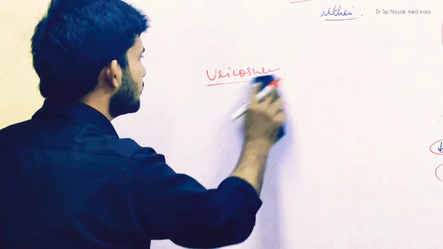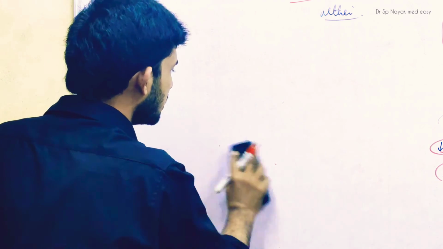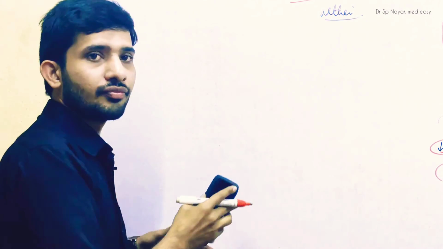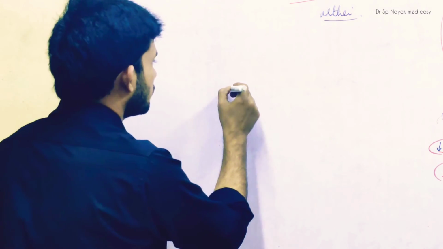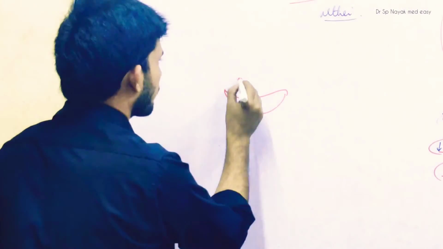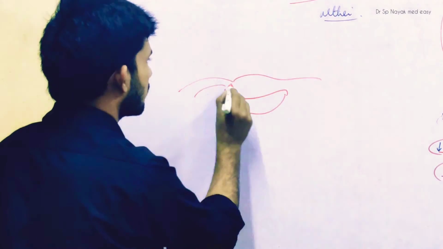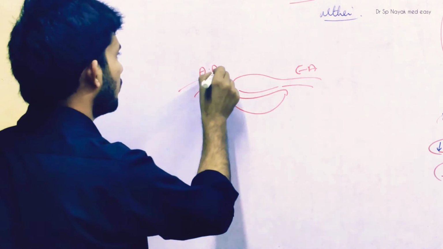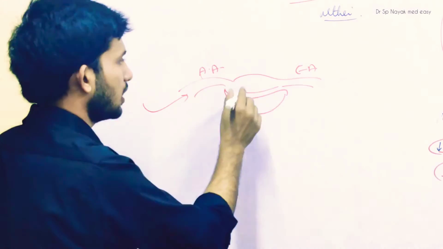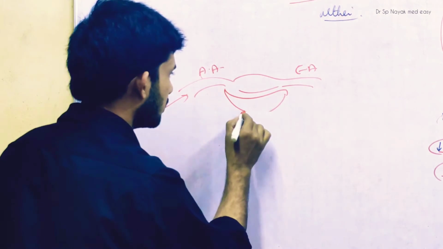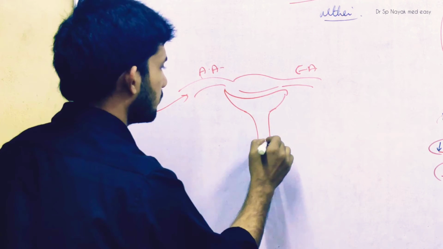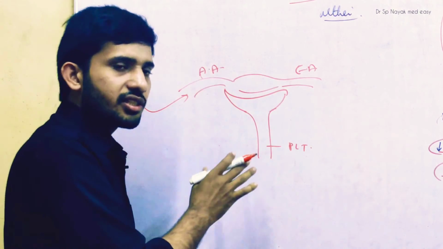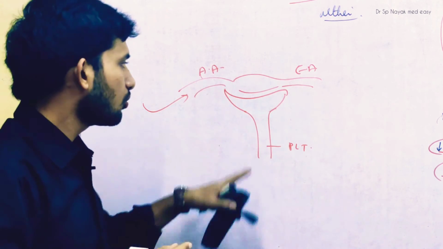So listen guys, actually probenecid stops the excretion of uric acid from the kidneys. See, this is the glomerulus, and this is the efferent arteriole and afferent arteriole. The blood comes through here and here it is filtered, and this is the PCT, proximal convoluted tubule. The uric acid which is coming from the efferent arteriole undergoes glomerular filtration.